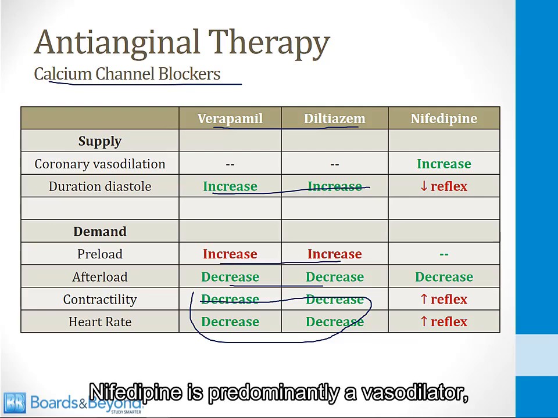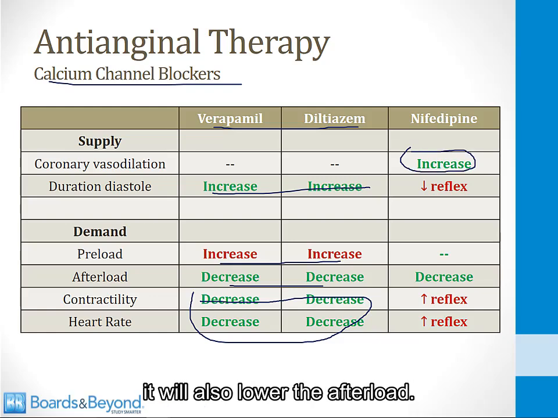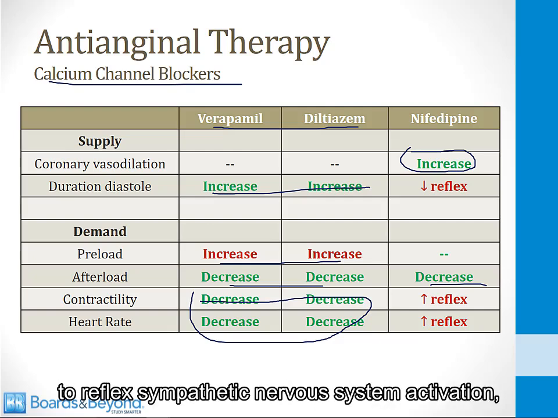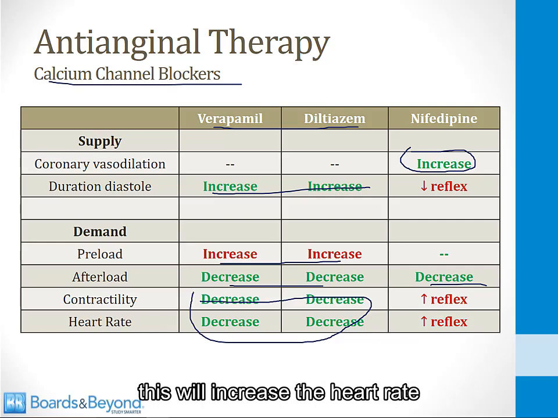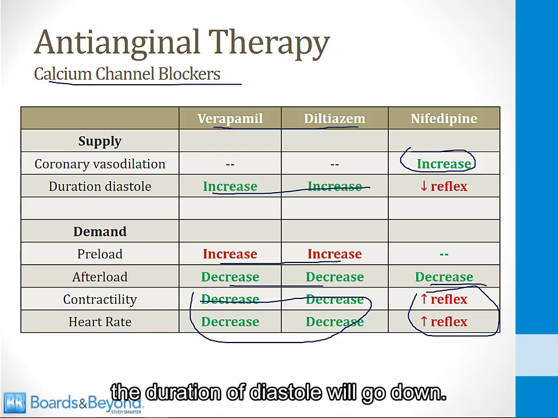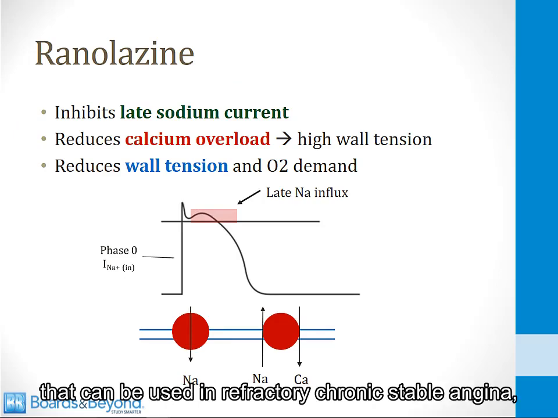Nifedipine is predominantly a vasodilator, so it leads to coronary vasodilation, which is helpful. It will also lower the afterload. The problem with nifedipine is that it often leads to reflex sympathetic nervous system activation. This will increase the heart rate and contractility, and because the heart rate goes up, the duration of diastole will go down. And then finally, there's one very new medication that can be used in refractory chronic stable angina.